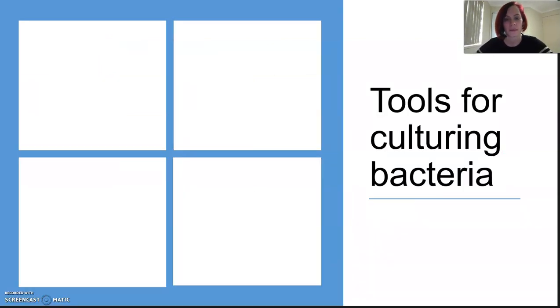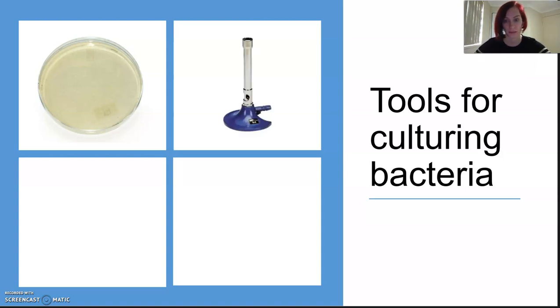The tools we are going to be using for culturing bacteria, however. All right, number one, you need an agar plate. They are going to be pre-made, they are going to be cooled, set, and they are always going to be sterile, so nothing else is growing on them. We are using a Bunsen burner to create a sterile environment because the bacteria won't survive the fire.